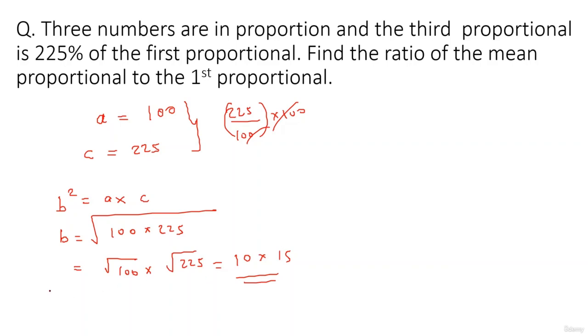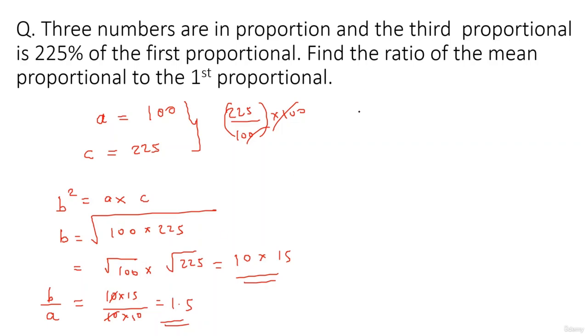The required answer for the question will be b by a, the ratio of the mean proportional to the first proportional. So this will be 10 times 15 divided by 10 into 10, 100, right? The 10 cancelled. The answer is 1.5.